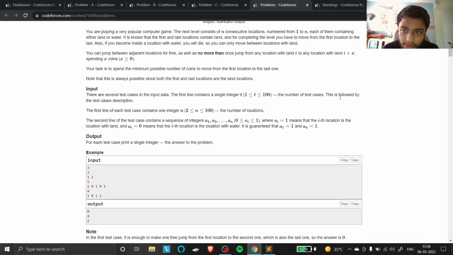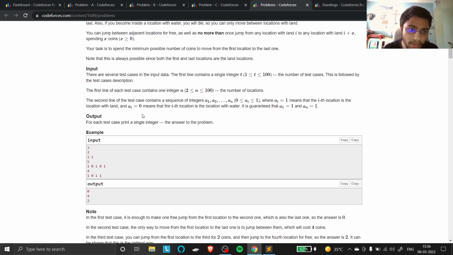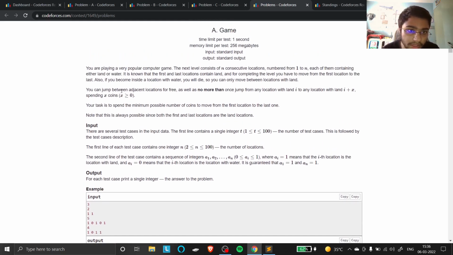There are, first line, okay. The first line of each test case contains one integer n, the number of locations. The second line of the test case contains this. Fine. Here is right. You are playing very well.